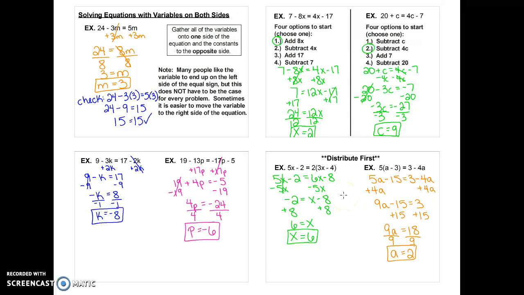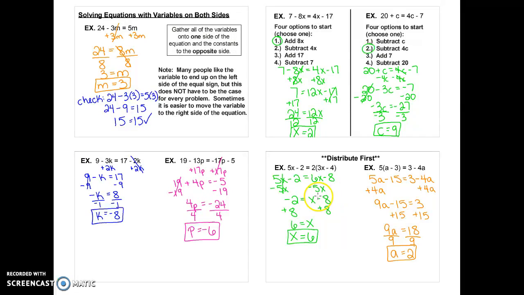Now you can start moving things around. So I'm going to choose to move my variables this time to the right-hand side. So I'm going to subtract this 5x on both sides. Carry down the negative 2 equals 6x minus 5x is a positive 1x, or just x, and then the negative 8 gets carried down.